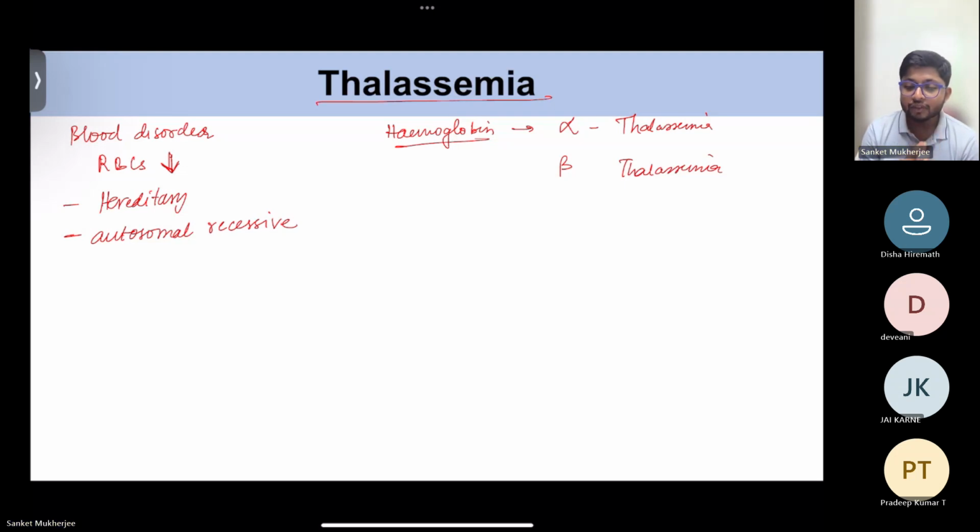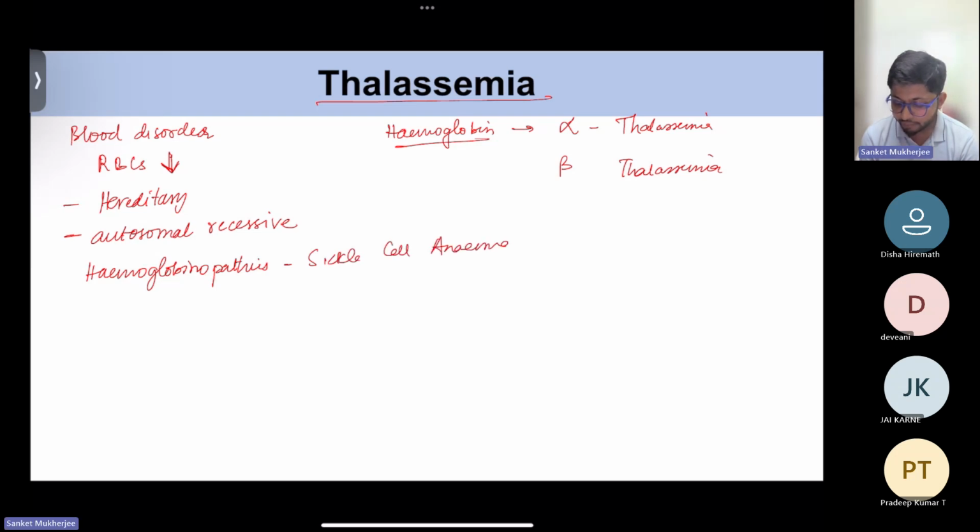So it is different from other hemoglobinopathies. For example, if we talk about sickle cell anemia, there are structural defects in hemoglobin, right? But in this case, it's different. In thalassemia, there is a decreased synthesis of either the alpha or beta chain of hemoglobin, right? That is how it is.